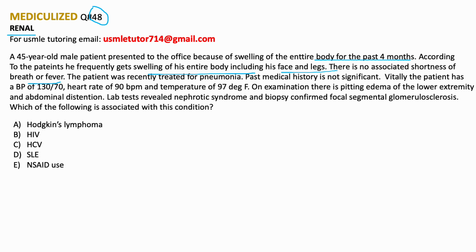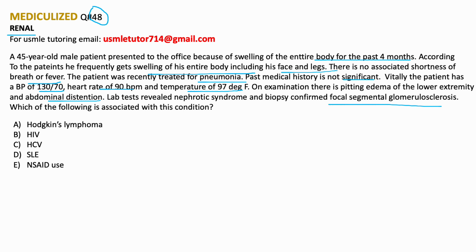The patient was recently treated for pneumonia. Past medical history is not significant. Vitally, the patient has a blood pressure of 130/70, heart rate of 90, temperature of 97. On examination, there is pitting edema of the lower extremity and abdominal distension. Lab tests revealed nephrotic syndrome and biopsy confirmed focal segmental glomerulosclerosis.